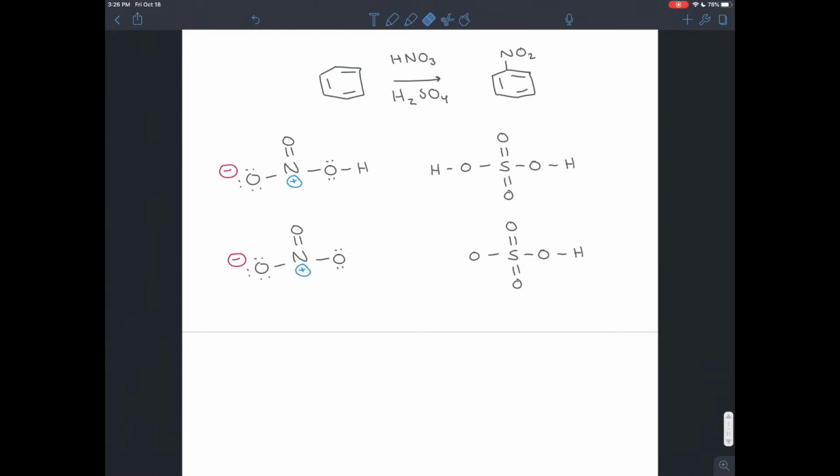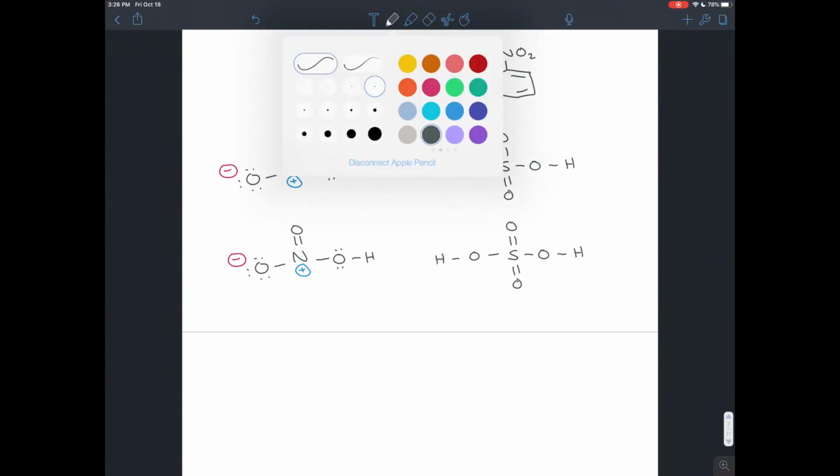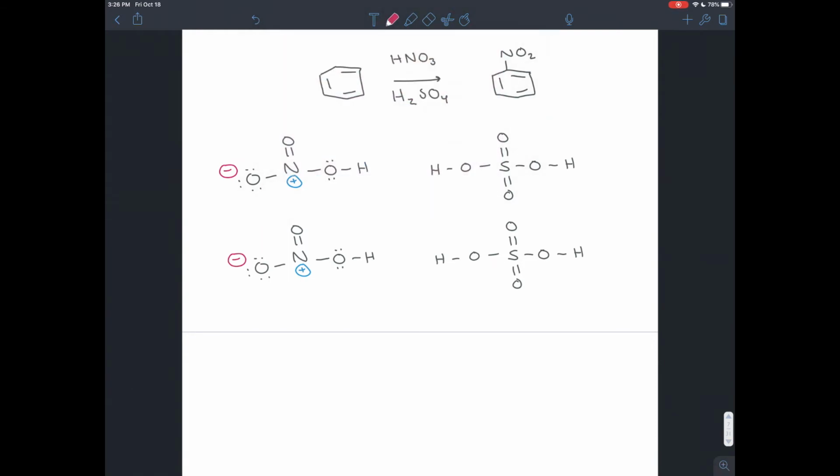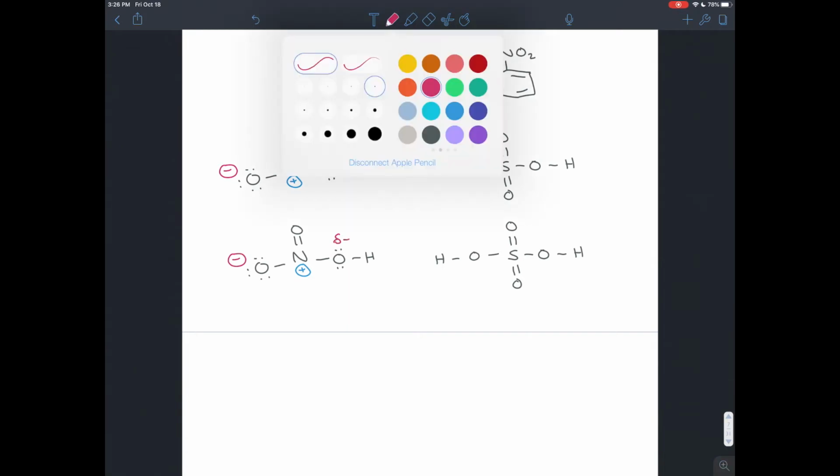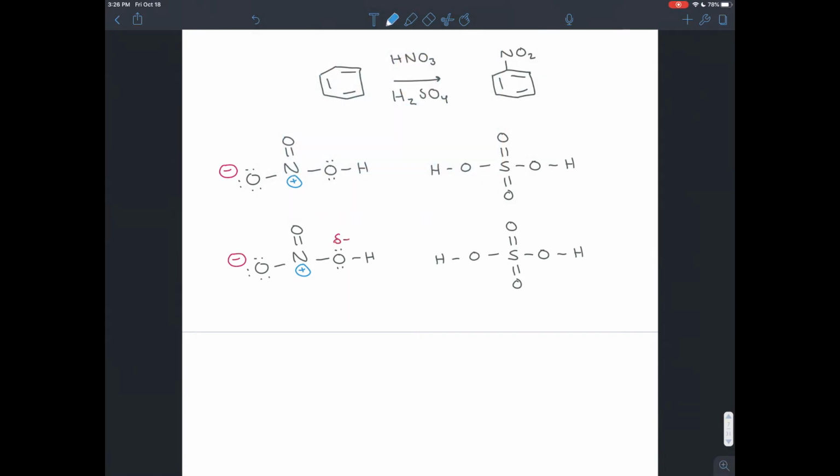Okay. So what happens when you combine them? Well, the word acid is really a relative thing. Something is only an acid if it's the strongest acid in the container. Otherwise, it'll act as a base. And in this case, nitric acid is the weaker acid here. So that oxygen on the nitric acid will act as a base and accept the hydrogen from the more acidic sulfuric acid.